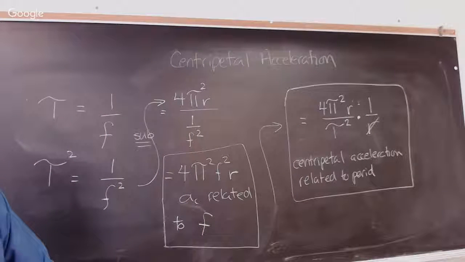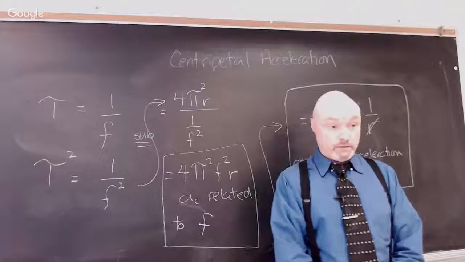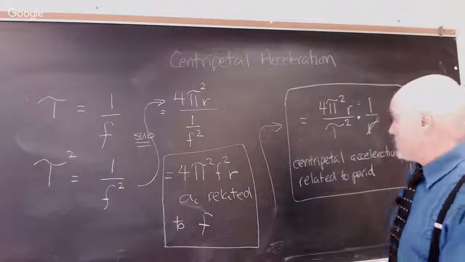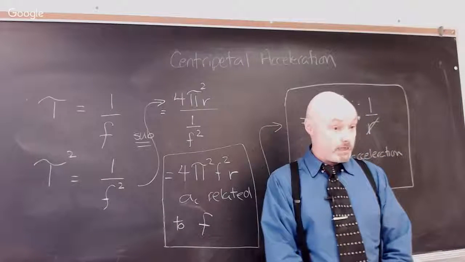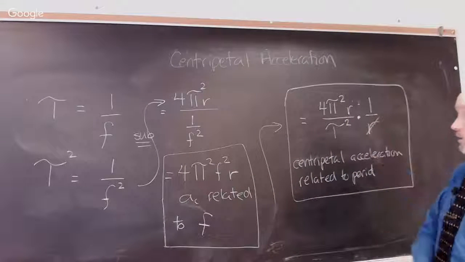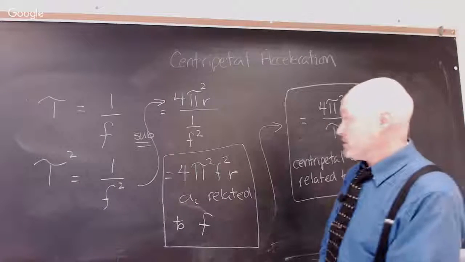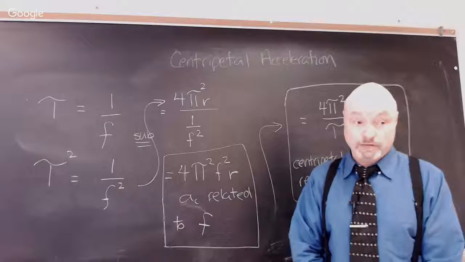And that's it. So 3 new equations, two new ideas. Acceleration is directed towards the center of the circle. Velocity in uniform circular motion is tangential to the circle. Centripetal acceleration is equal to the velocity squared divided by the radius. Or, potentially, it is 4 pi squared r divided by the period squared. Or, potentially, it is 4 pi squared f squared, frequency squared, times the radius. That's it.